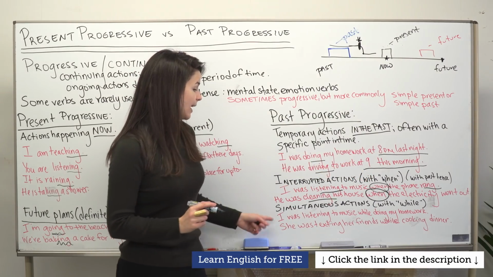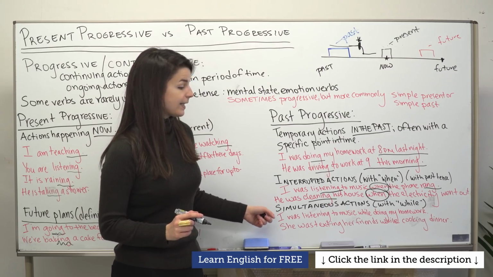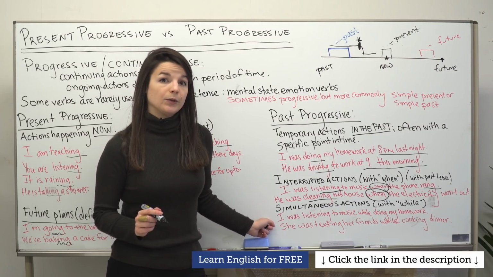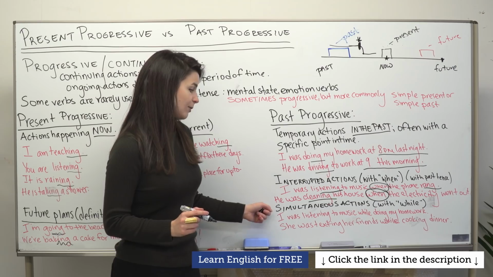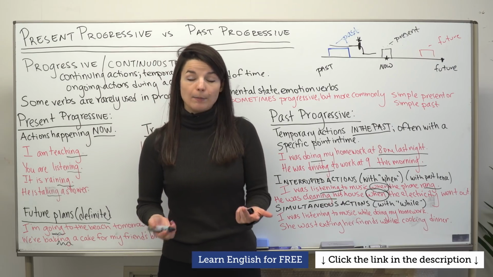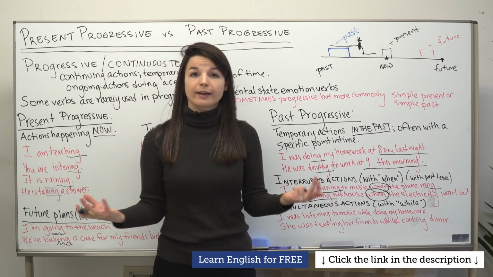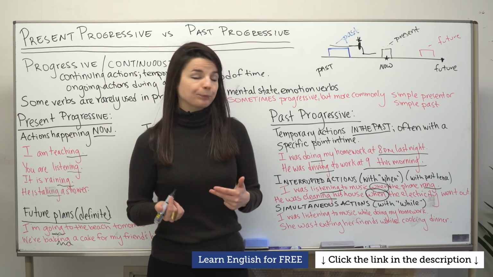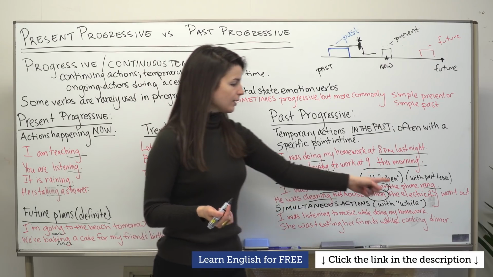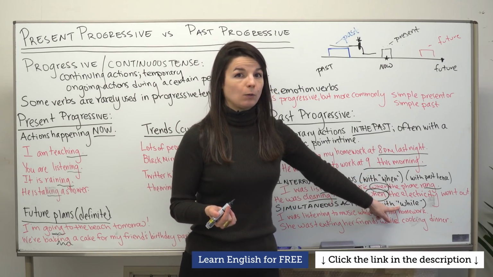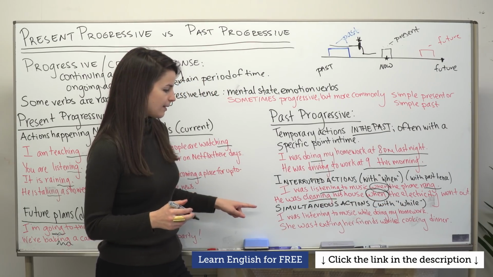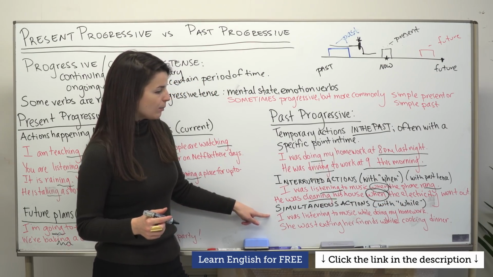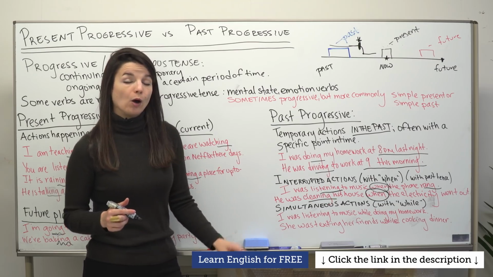All right, last thing I want to talk about here is for simultaneous actions. We can use the past progressive tense. Simultaneous means at the same time as something else. So two actions happening at the same time. For this one, you'll notice that we use the word while. While is used here. So let's look at the examples. I was listening to music while doing my homework.